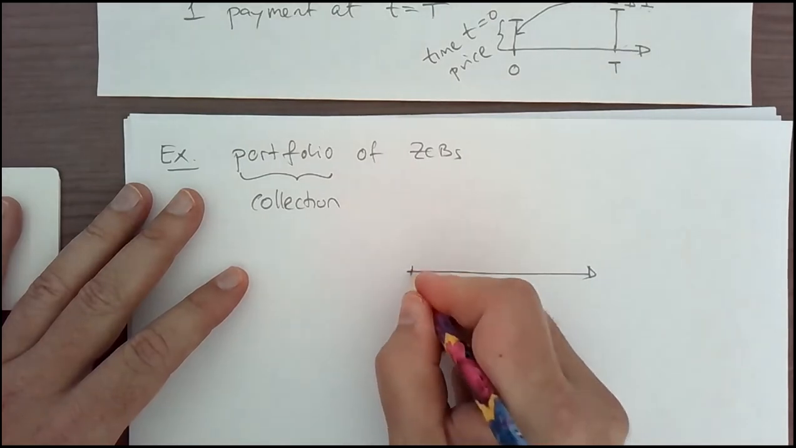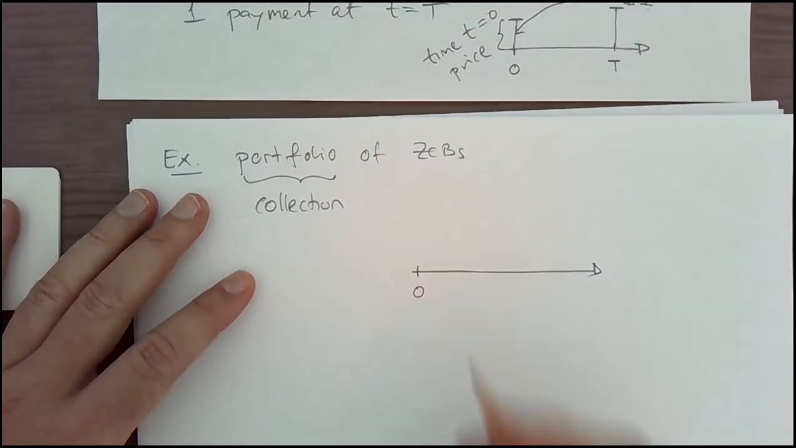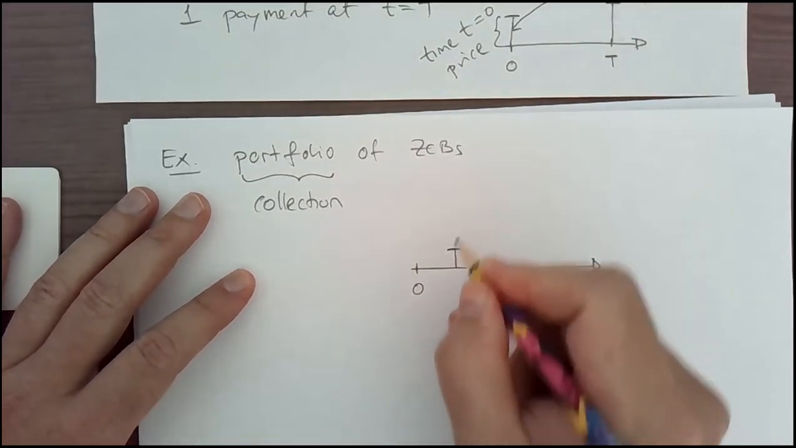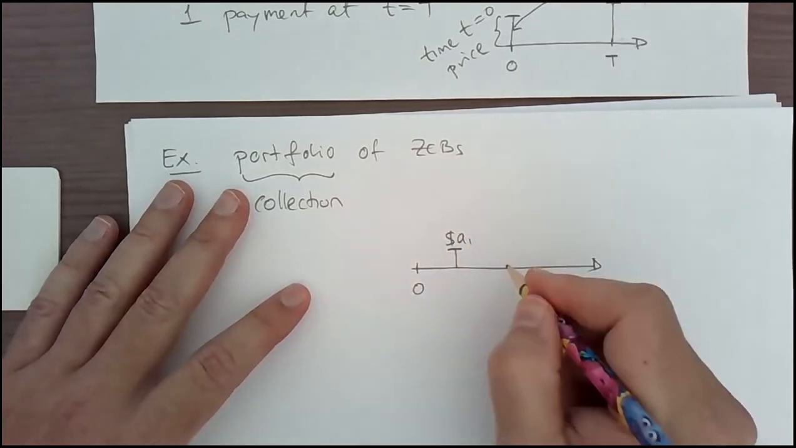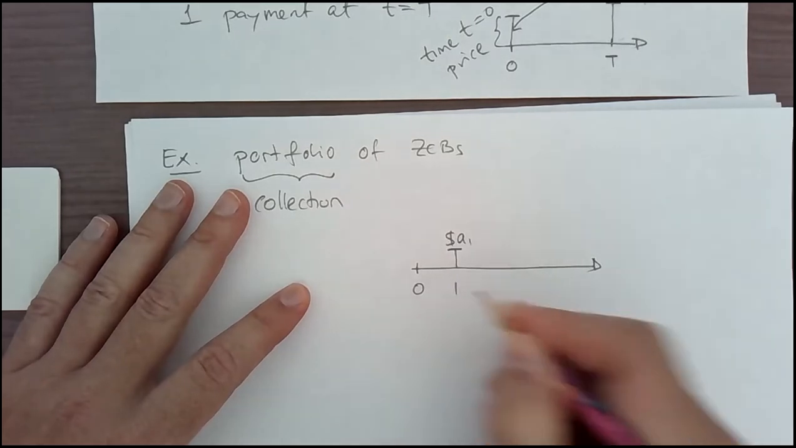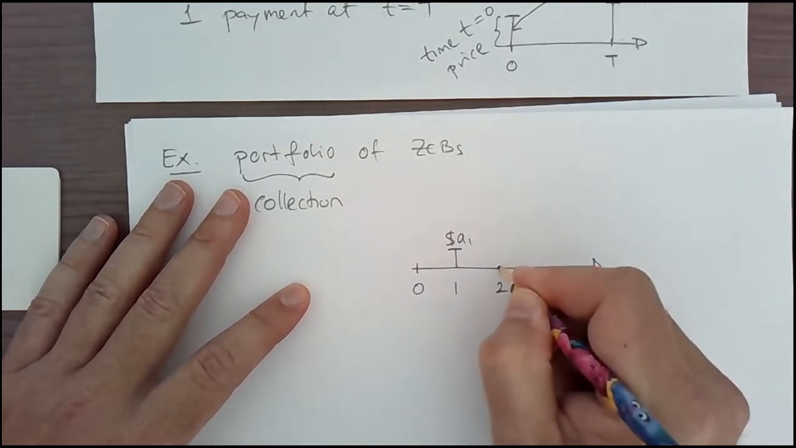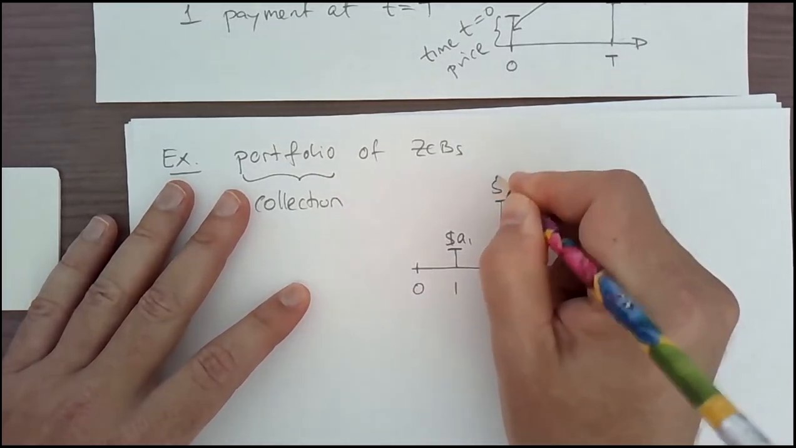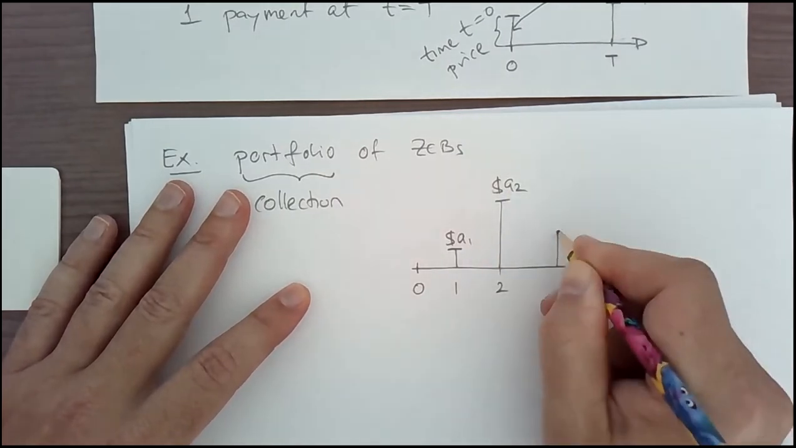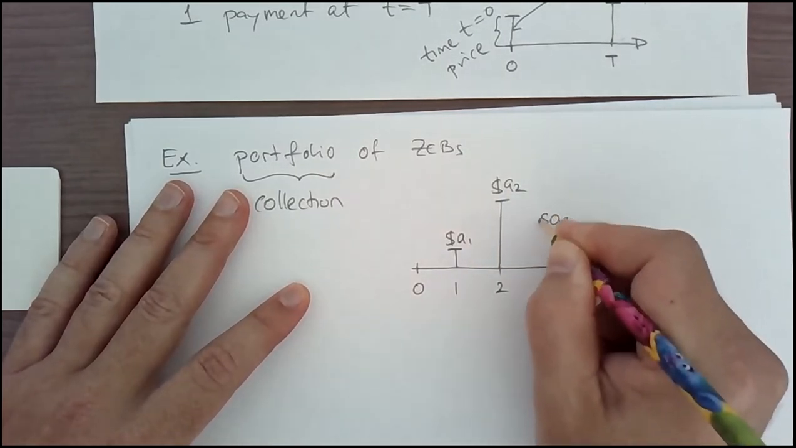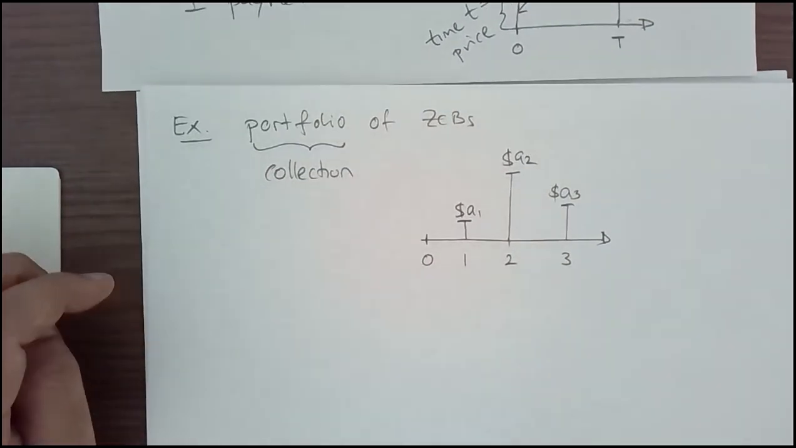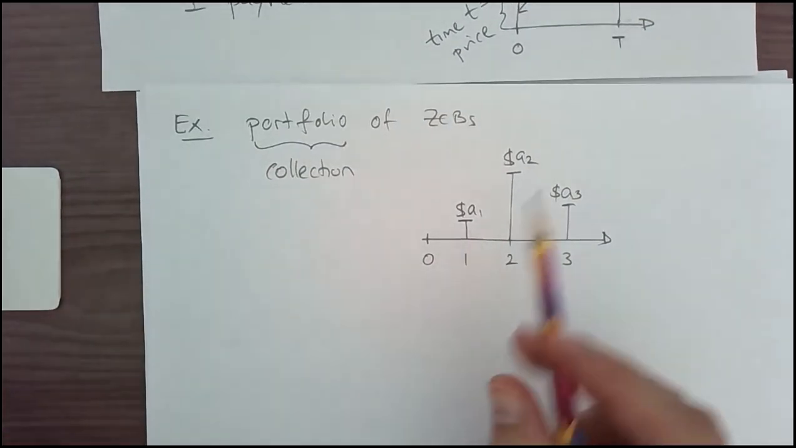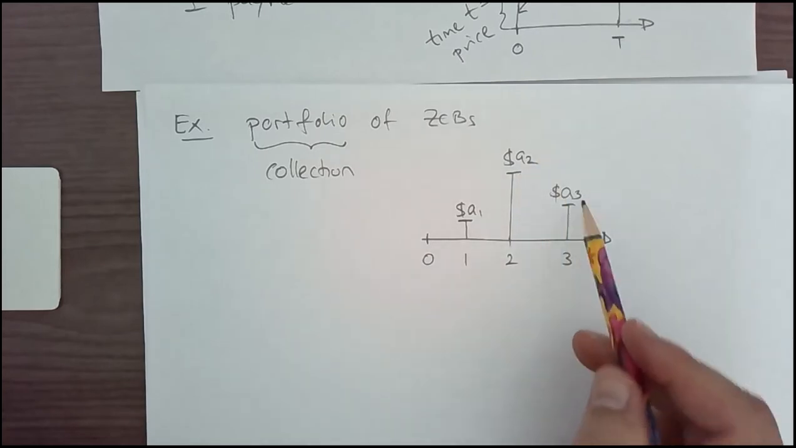So again, I'm sitting here at time 0. We could have payments coming in like that. So this here could be, say, a payment of A1. This comes in at time 1. Then there's a payment at time 2. Could be you got a big one. And then there could be a payment of, say, A3 that you get at time 3. So at time 1, you get A1. At time 2, you get A2. At time 3, you get A3.